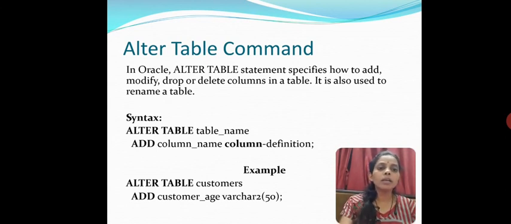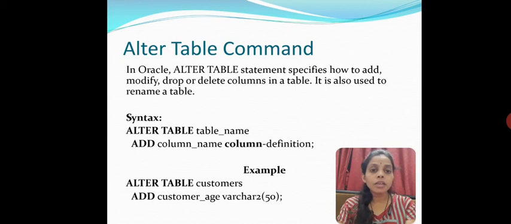Okay, how can we use alter table? The syntax is given here. Alter table, then the table name. After that you should write the keyword add. Then write the column name and column definition, which means the data type you want to use and how many characters you want to use.